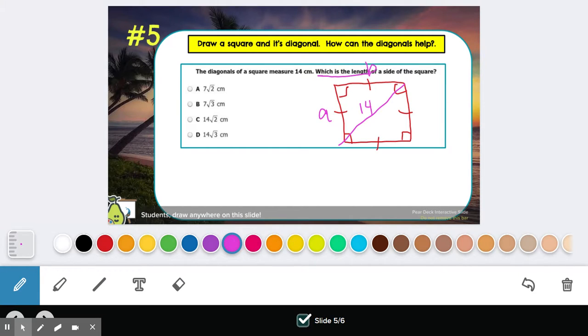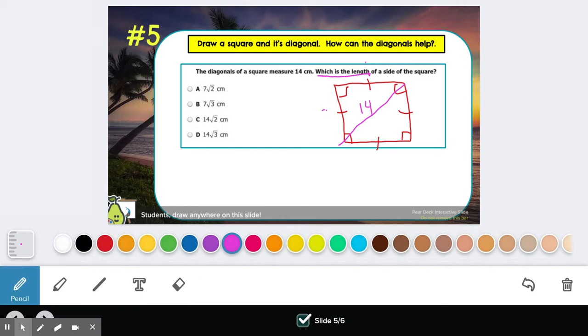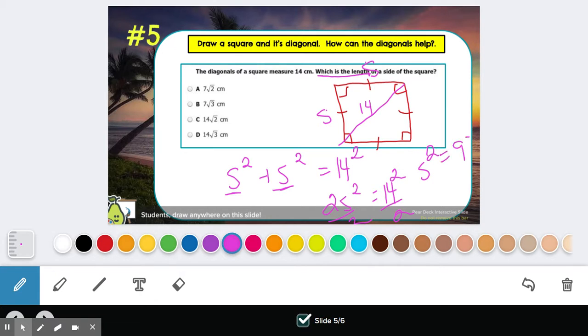So I can call the sides A and B, and I know those are the same, so I can erase the A and the B and just make it S for side, right? So the side squared plus the side squared should equal 14 squared. If I have two of these, I should be able to do 2s squared equals 14 squared. Almost forgot that. Then divide by 2. 14 squared is 196, and 196 divided by 2 is 98. So s squared equals 98.